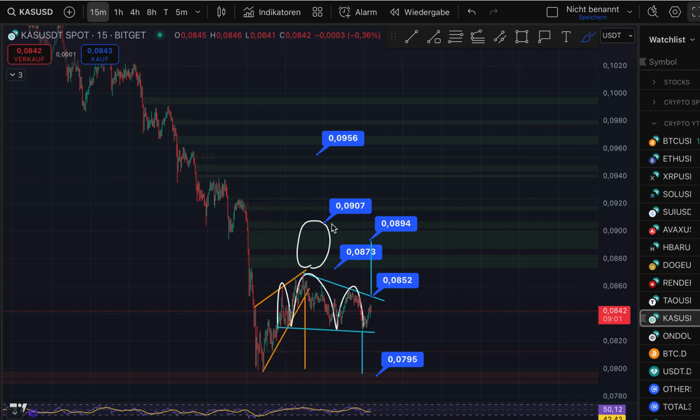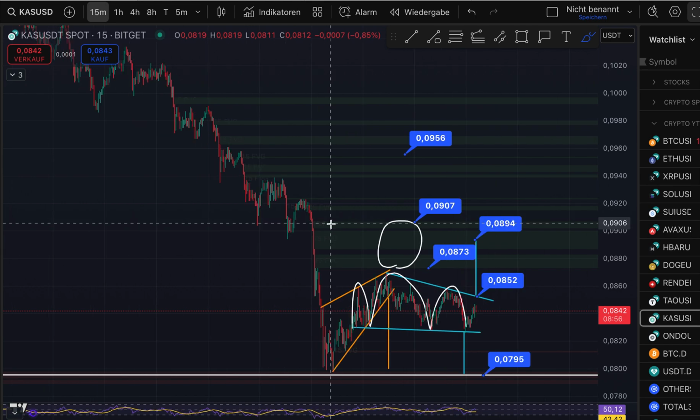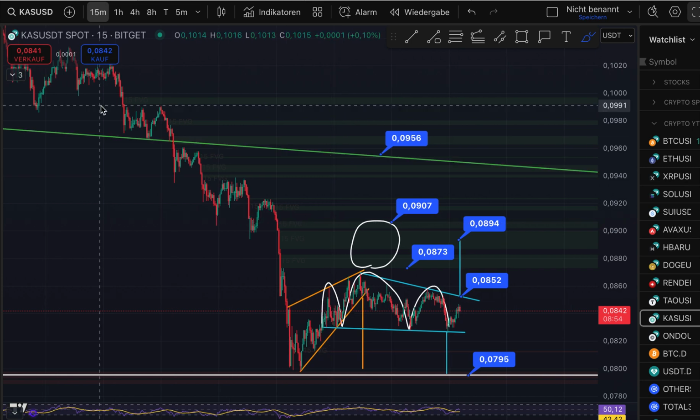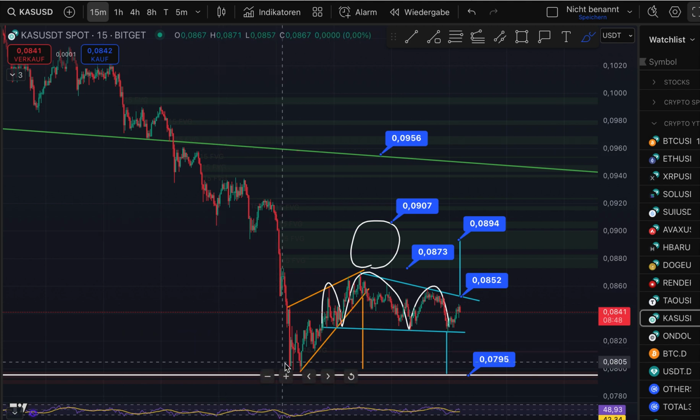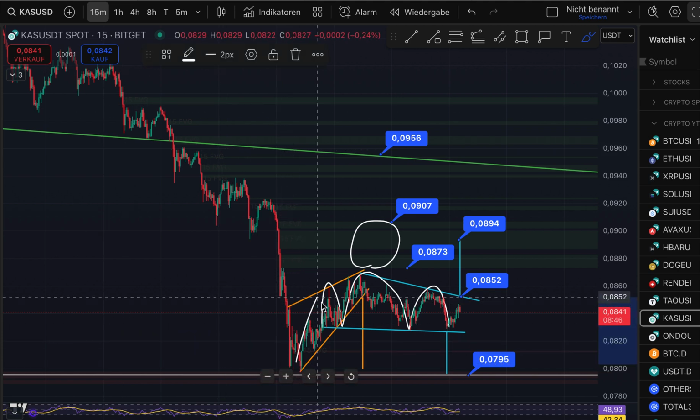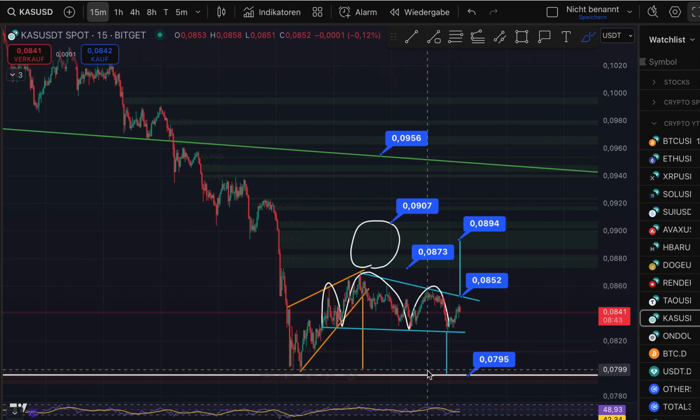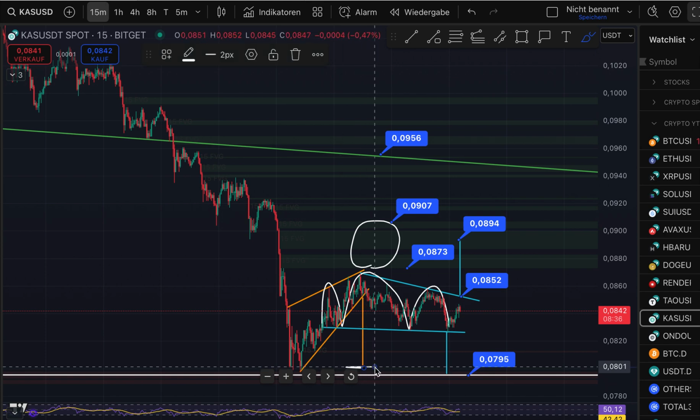So let's get to KAS. I think for KAS, it is very difficult at the moment to say where KAS is going to go, because we have here on your left side in orange a rising wedge. This rising wedge broke to the downside. Target exactly 8 cents. Here's the target.